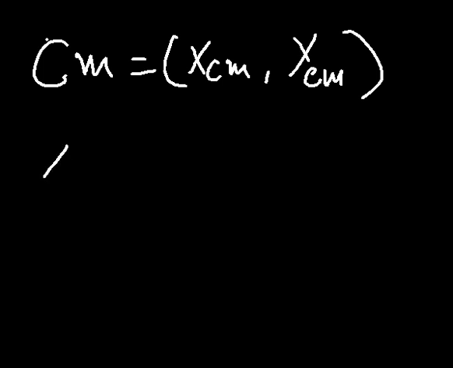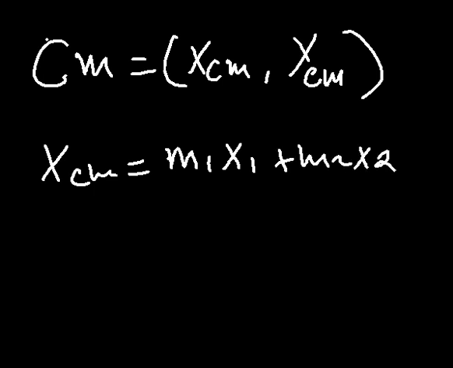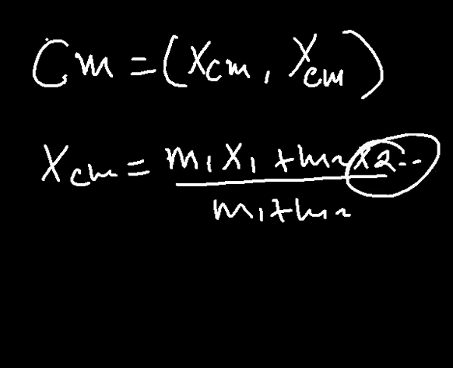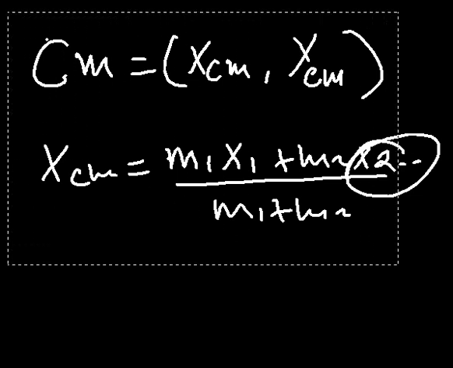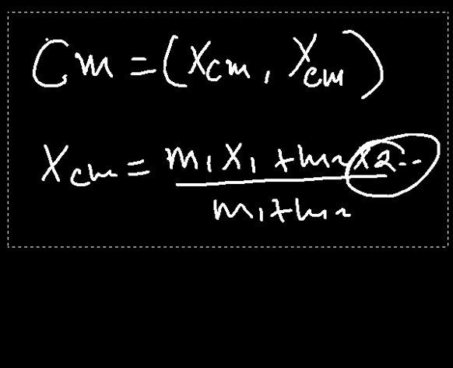Now, how should we have the x cm? The x cm will be given as mass 1 times x1, and let's say we can have mass 2 times x2. If we have a system of, let's say, 2 objects, it means we'll have that and that. And if we have a system of more than 2 objects, then the masses and their positions will keep on going in that way. So that's how the center of mass of a system in 2 dimensions can be expressed.